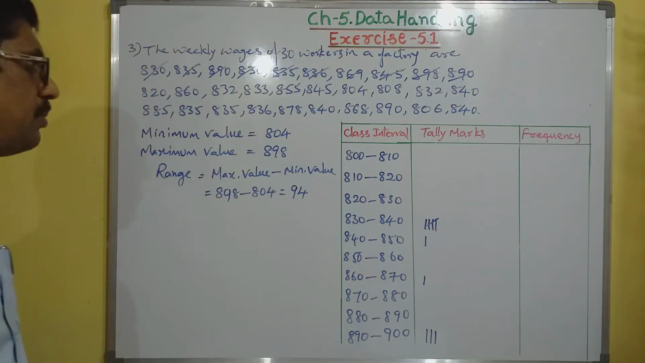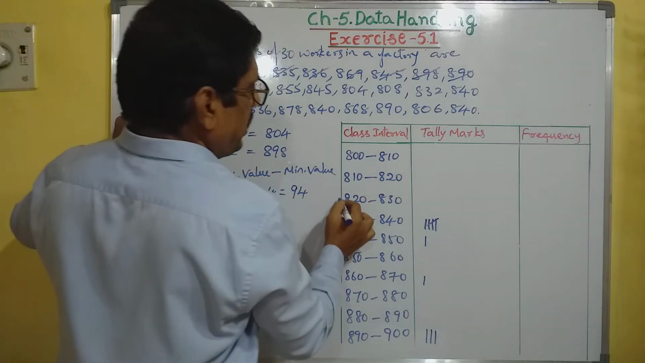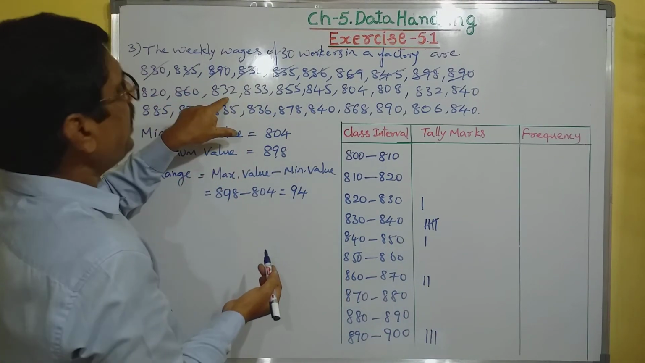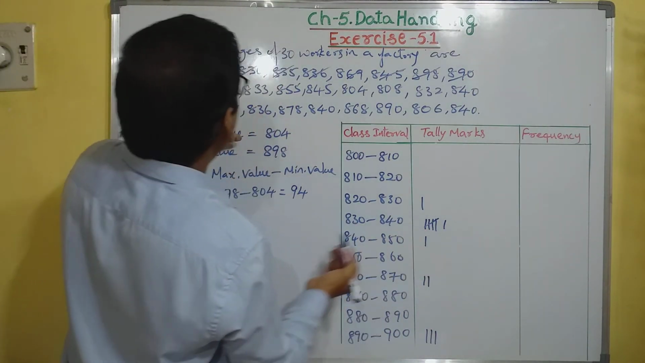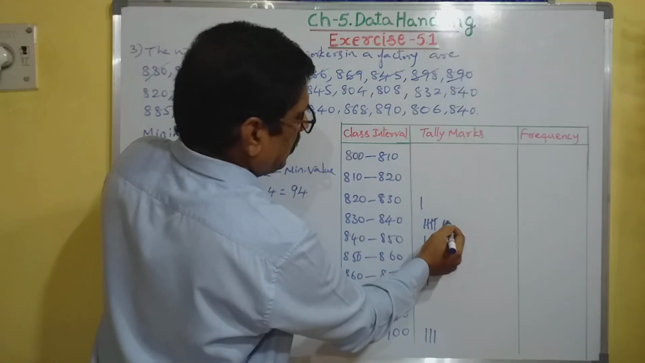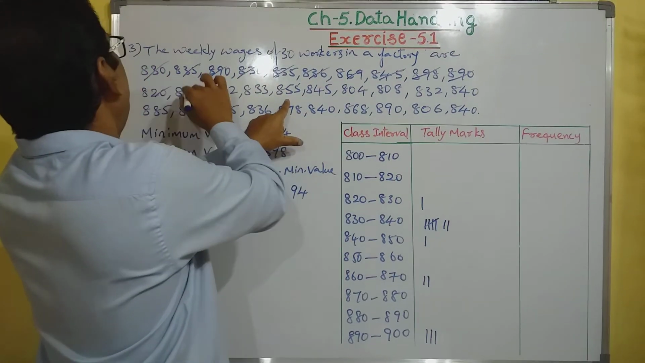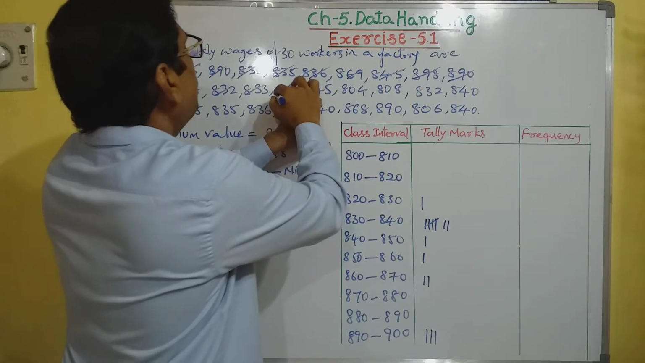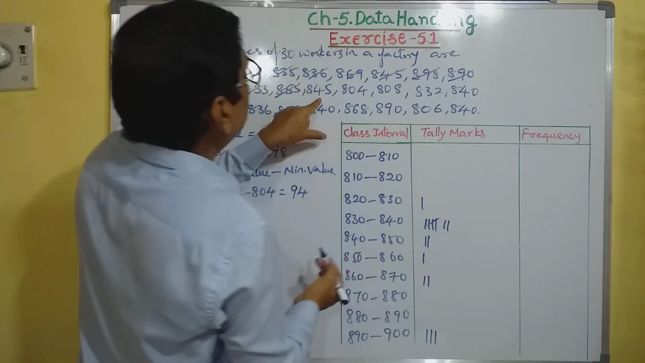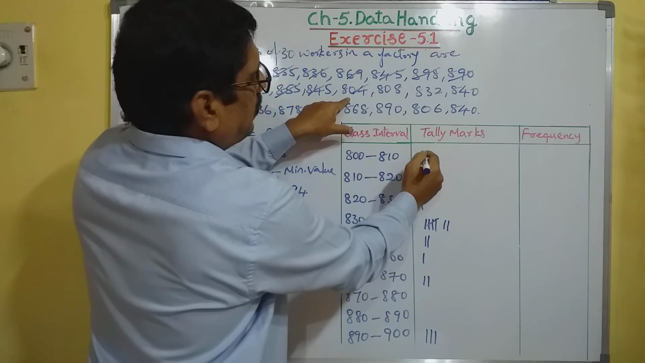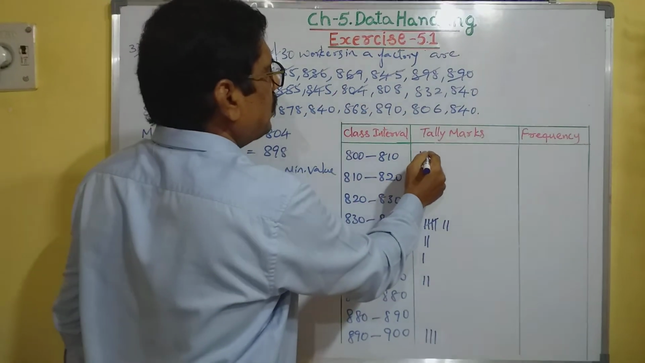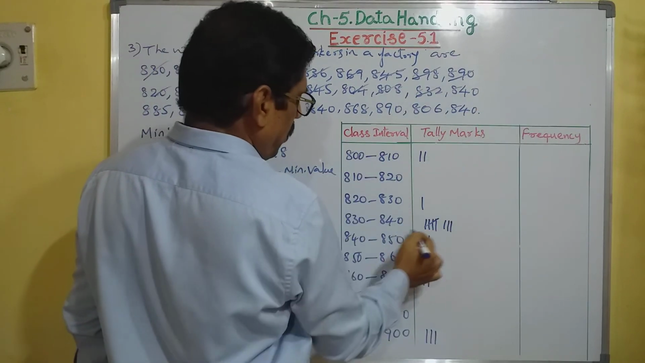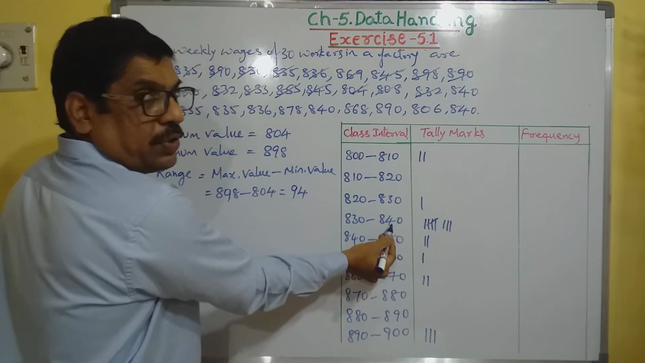Like this you have to write the tally marks. Now 820 will come here. 860, where will 860 come? Yes. 832 will come here. 833 will come here. 855, let us cancel all these numbers completed. 855 will come here. 845. 804, it is in the first class. 808 is also in the first class. 832 will come here. 840, you should not take 840 here.